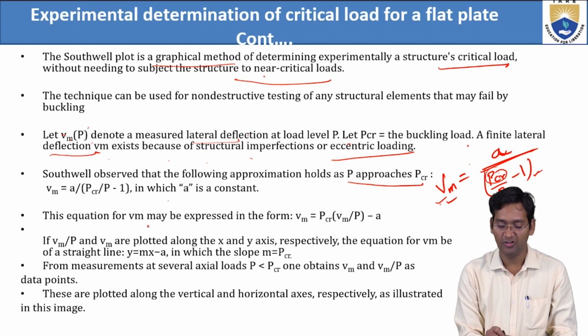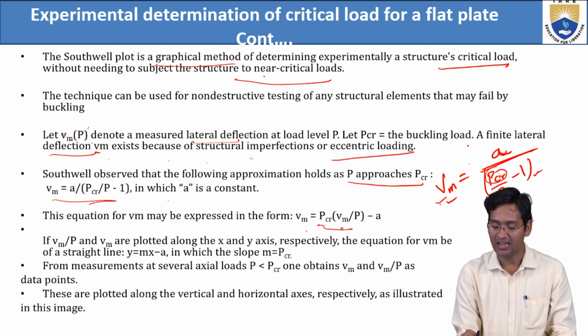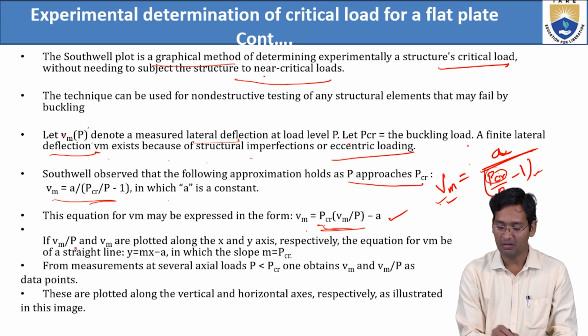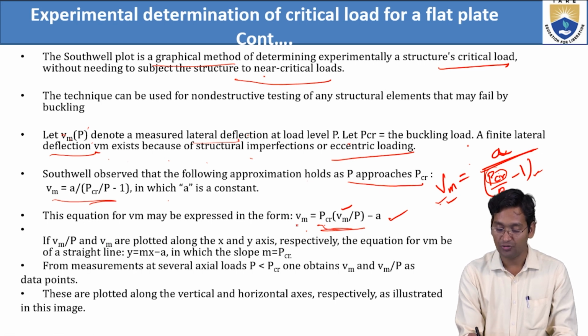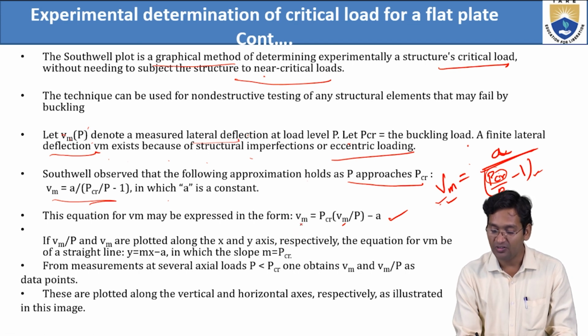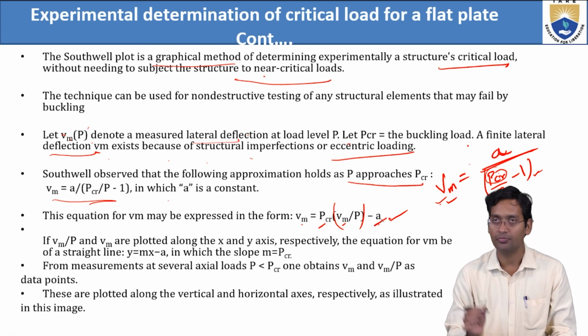This equation for VM may be expressed in the form VM equals PCR into VM by P minus A. So further we can simplify and write it in terms of this one. If VM by P and VM are plotted, VM and VM by P, so PCR is the slope and A is the intercept.